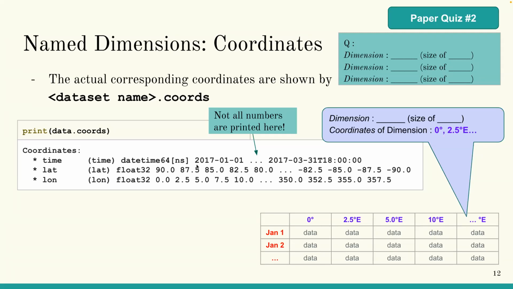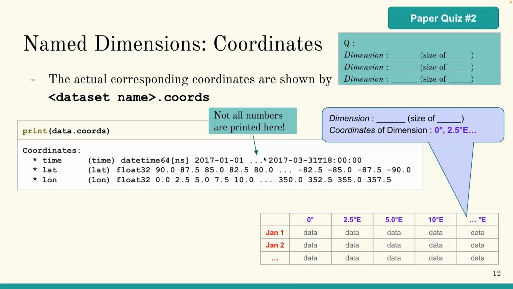Even if you know the size, for example, it's 100 in time, you don't know which time you're talking about, right? There are a lot of times before you and after you. So you don't know the time. How do we get the actual time or actual latitude, longitude? This is how we do it. We put the data set object here, which is data in this case, dot coords. Then you can print the values here.